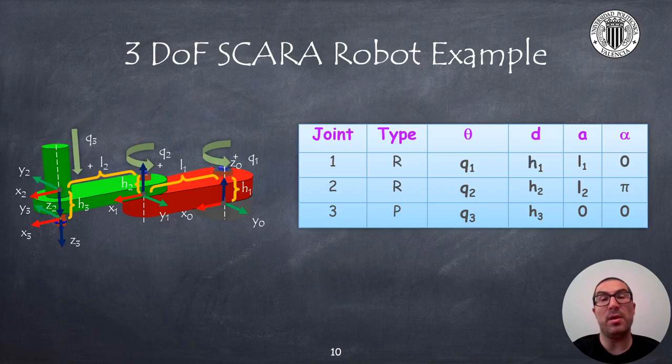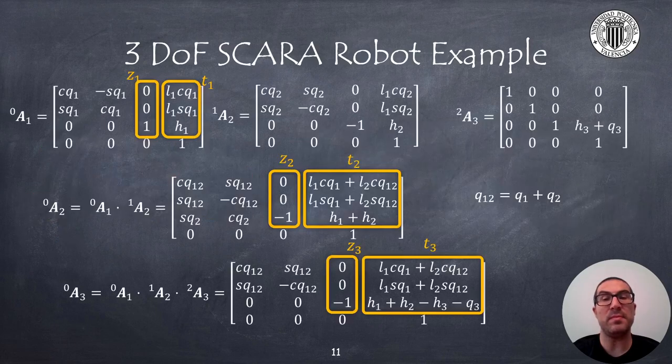In this example, now we will compute the Jacobian of a SCARA robot with just 3 degrees of freedom. In the table shown, you can see the actual Denavit-Hartenberg parameters used for this example. From these parameters, we can obtain again the Denavit-Hartenberg transformation matrices for each link, as well as the transformations for links 2 and 3 with respect to the robot base, that is the link 0. Then, from these transformations, we can get the vectors Z and P as highlighted.